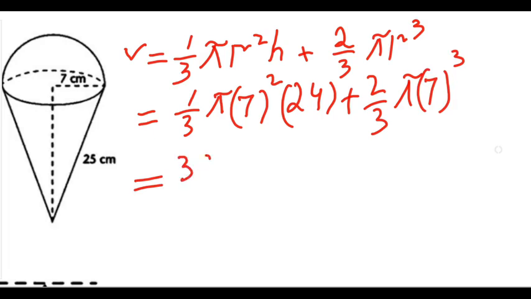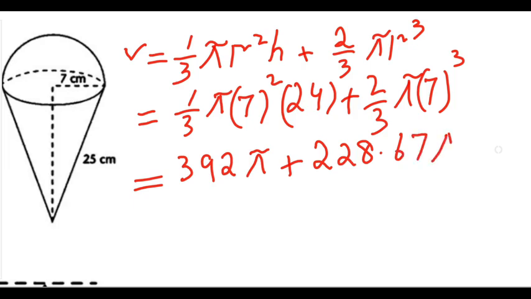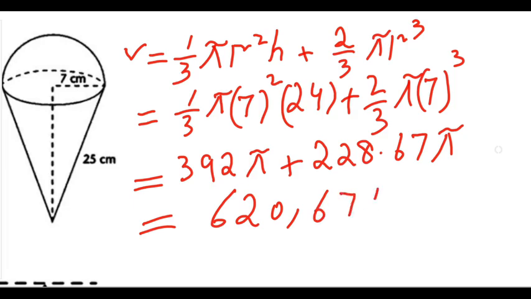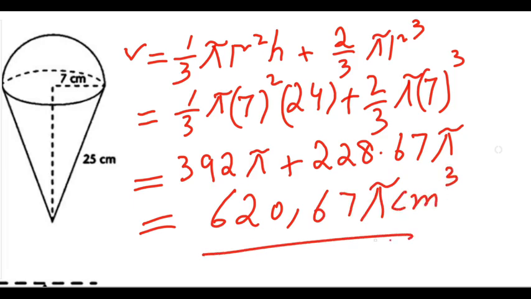So this is 392 pi plus 228.67 pi. I must add now. So my answer is 620.67 pi, and centimeter cubed. This is my final answer.